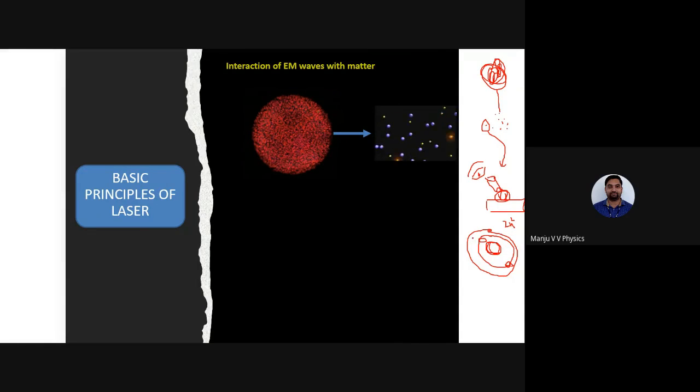In the next shell, the L shell, how many electrons will be there? 2 into 2 square, 2 into 4, which is 8. There will be 8 electrons: 1, 2, 3, 4, 5, 6, 7, 8. So we can determine how many electrons will be there in different orbits. This is my nucleus. Inside the nucleus again, what will be there?